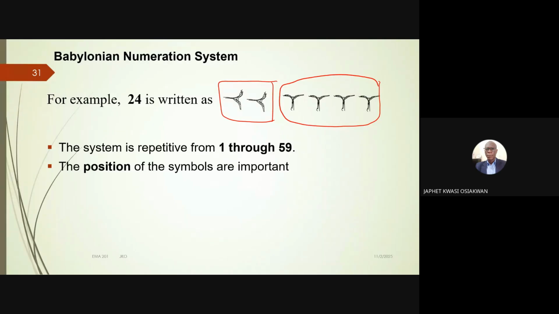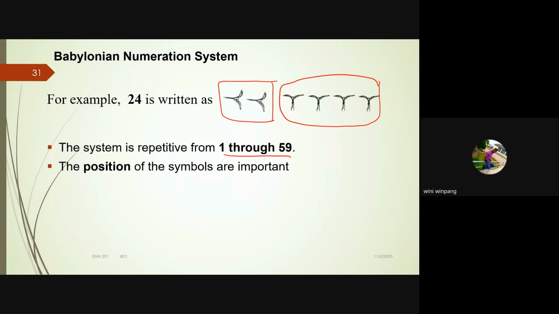Okay. Now the system. Pay attention. This is where the students start asking questions. If you don't pay attention, you ask unnecessary questions here. The system is repetitive from 1 to 59. You can just repeat it like that and write 1 to 59. The position of the symbols is very important. So what kind of grouping system is that? Sexagesimal. Base what? It's 60. Base 60. Good.